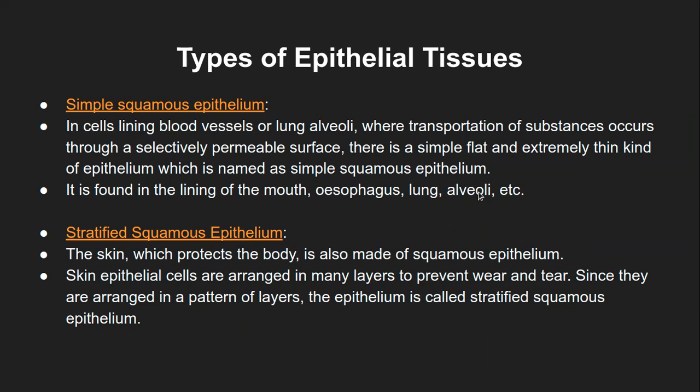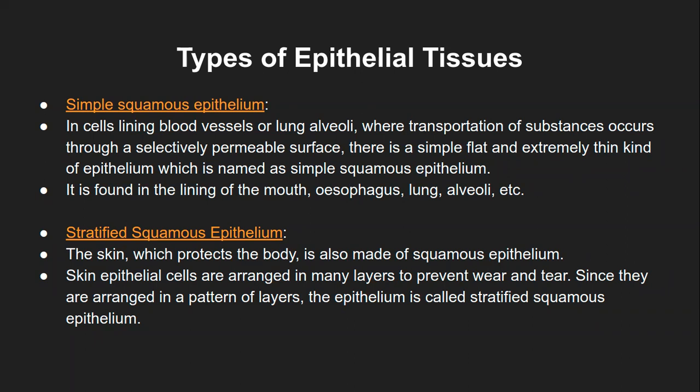Now you might sometimes find the same example of, let's say, mouth or esophagus having some other type of epithelial tissue. That means there is a chance that a mouth can have two different types of epithelial tissue at the same time, and that is quite possible. So do not get confused there. As of now, these are the various examples of simple squamous epithelium.